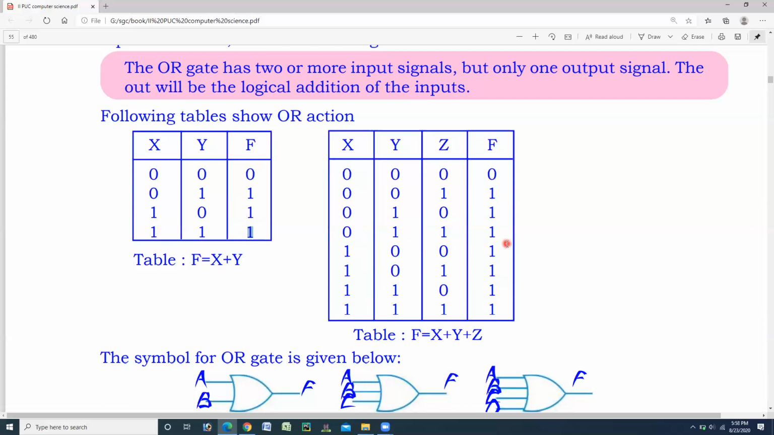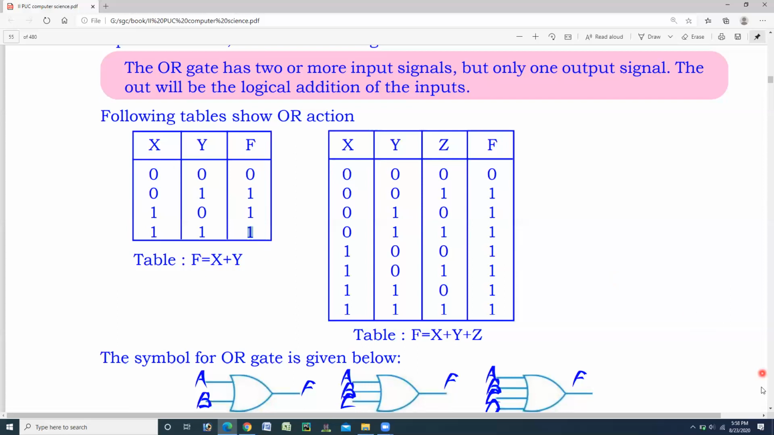It shows that if you observe the 2 input and 3 input truth table, you can conclude that you get 0 as an output in an OR gate if and only if all the inputs are 0, otherwise 1. See here also, if all the inputs are 0, the output is 0, otherwise 1. This is the impact statement on the truth table of the OR gate.